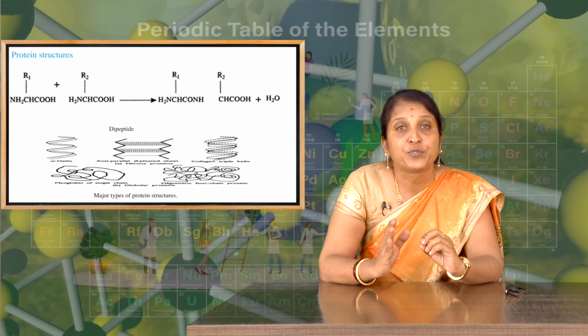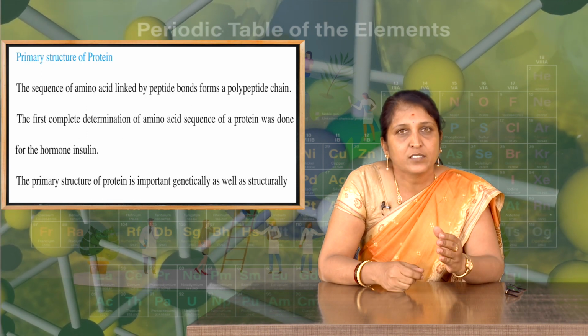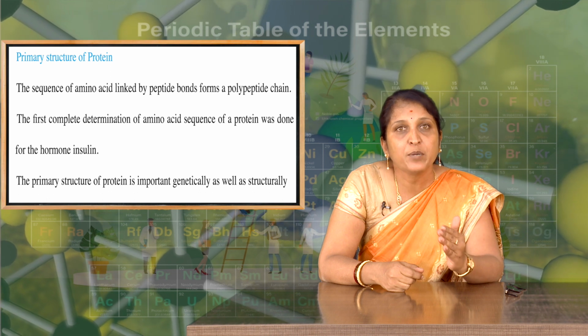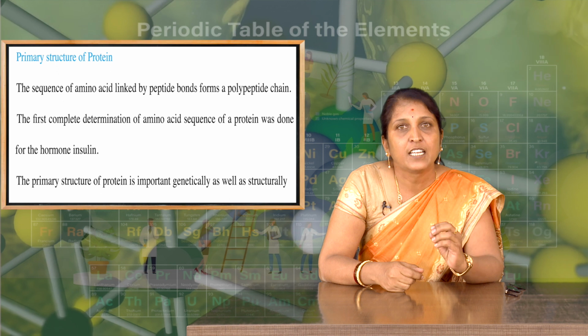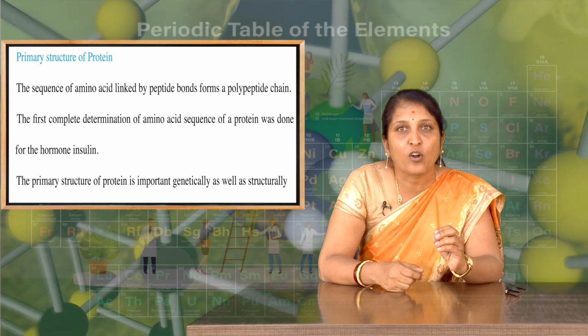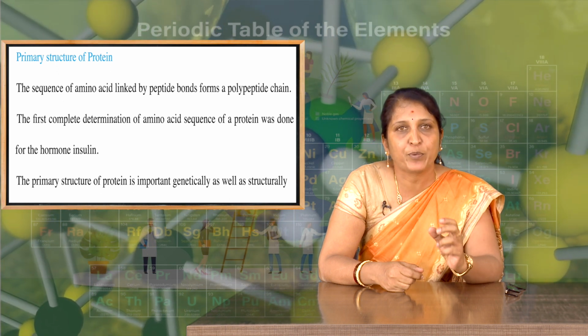This is the structure of proteins. Next, we move to know about primary structure of proteins. The sequence of amino acids linked by peptide bonds forms a polypeptide chain.